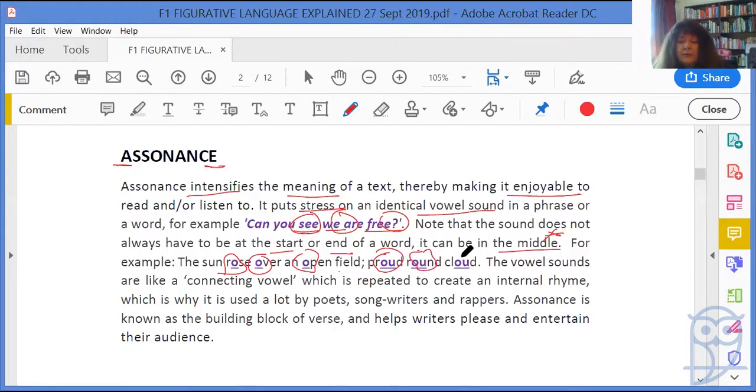Proud, round, cloud. It's got the same sound though, so that is called assonance. The vowel sounds are like a connecting vowel almost, which is repeated to create an internal rhyme, which is why it's used a lot by poets, songwriters, and rappers. Assonance is known as the building block of verse and helps writers please and entertain their audience. So we like to hear that sound repeated.